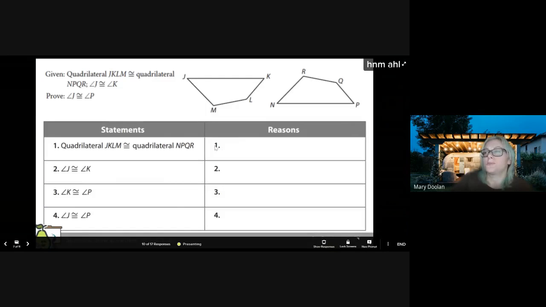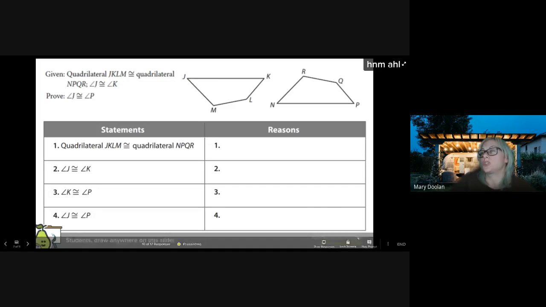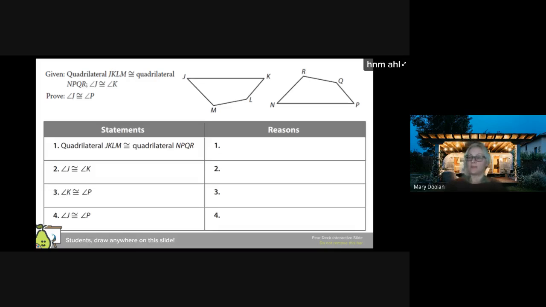So the first reason was that it was given. But if you look up here in what was given, there are actually 2 things that are given. There's 2 things shared with us. So go to your Pear Deck tab. And what do you think we'd write in the second box?